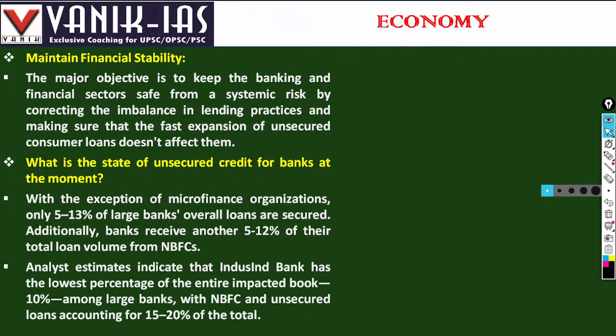With the exception of microfinance organizations, only 5 to 13% of the large banks' overall loans are unsecured. Only 5 to 13%. Additionally, banks receive another 5 to 12% of their total loan volume through NBFCs. Okay, that is through the NBFCs they do this. Analyst estimates indicate that IndusInd Bank has the lowest percentage of impacted book, 10% among large banks, with NBFC and unsecured loans accounting for 15 to 20% of the total. That means they have ventured more into the market and issued unsecured loans more and more.